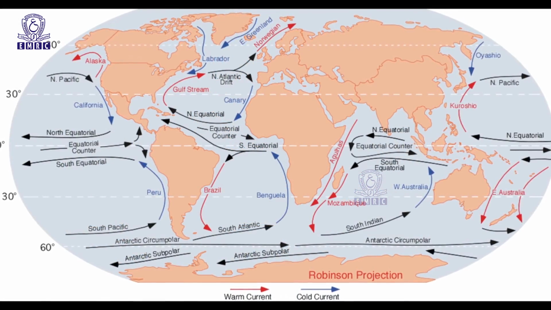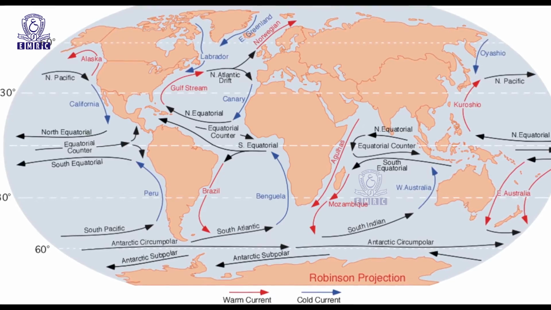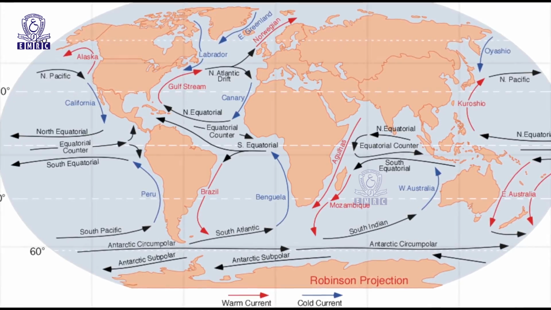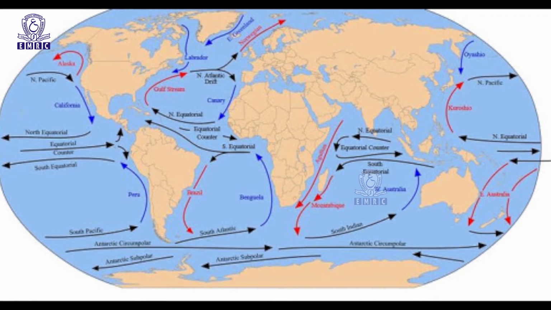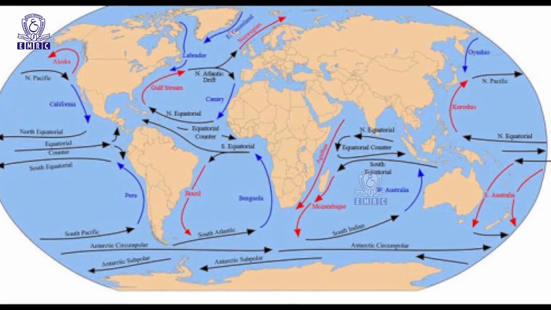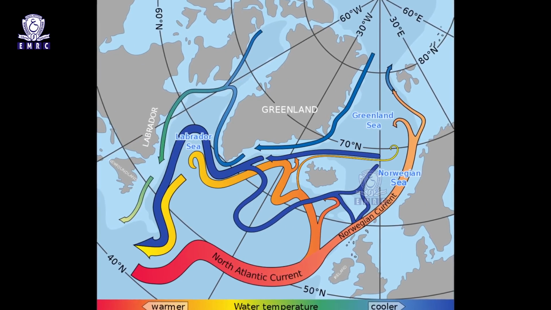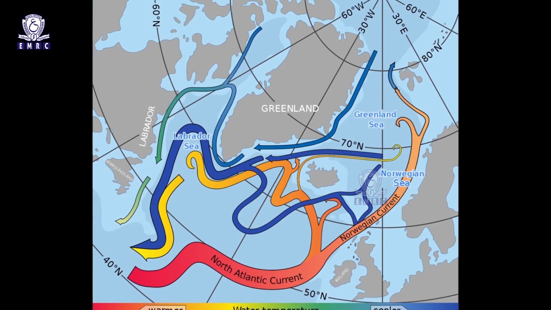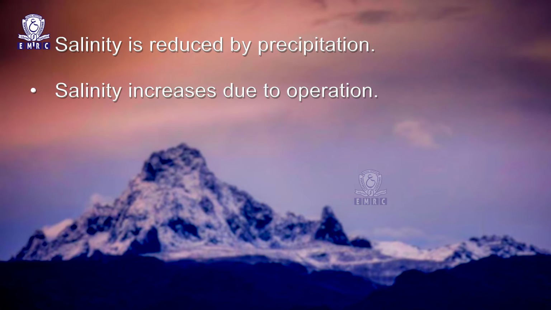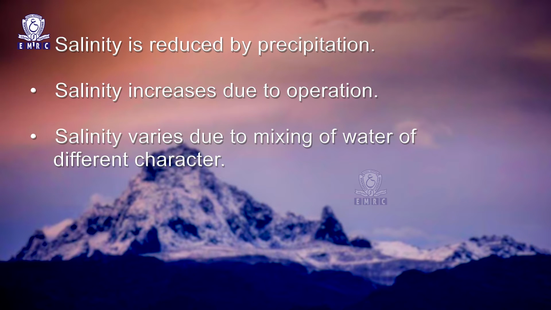Ocean currents have the least influence on the salinity in the enclosed seas, but those marginal seas which communicate with open seas through wide openings are certainly affected by the currents in terms of salinity. For example, the North Atlantic Drift raises the salinity of the Norwegian and northern seas. Overall, oceanic salinity is affected mainly by three factors: salinity is reduced by precipitation, salinity increases due to evaporation, and salinity varies due to mixing of water of different characters.